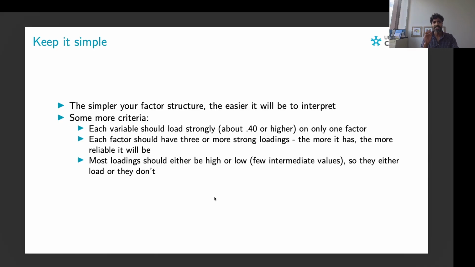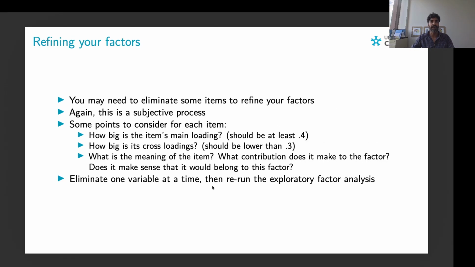Keep it simple. The simpler your factor structure, the easier it is to interpret. Some additional criteria: each variable should load strongly, about 0.4 or higher, on only one factor. Each factor should have 3 or more strong loadings. The more it has, the more reliable it will be, and we'll talk more about that later. But really what I mean by that is it should have multiple items loading onto the factor, so at least 3. Most loadings should be high or low, with few intermediate values. So they either load or they don't load is the key takeaway with your factor structure.